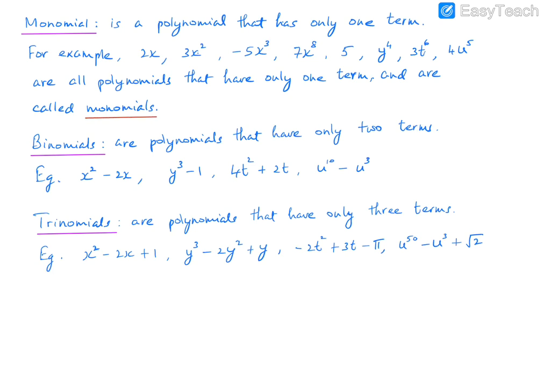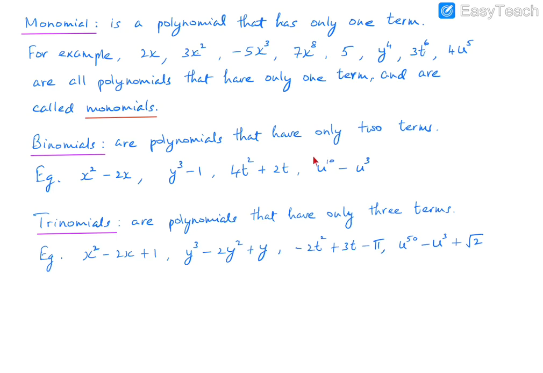Similarly, binomials are polynomials that have only two terms. So if you have an algebraic expression which is a polynomial and it contains only two terms, then it's called a binomial. For example here, x squared minus 2x has one term x squared and another term minus 2x. y cubed minus 1: one term is y cubed, the other term is minus 1. Similarly here is minus 4t squared plus 2t. 4t squared is one term and 2t is the other term, so there are two terms.